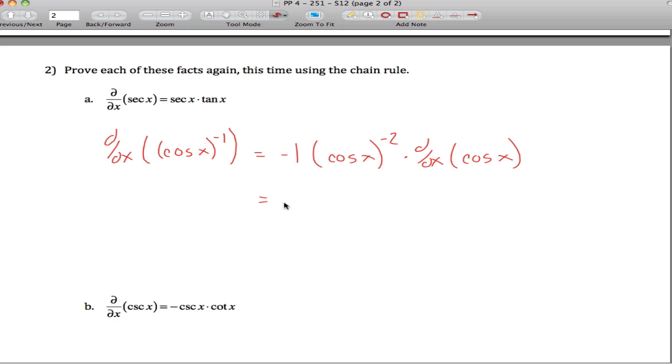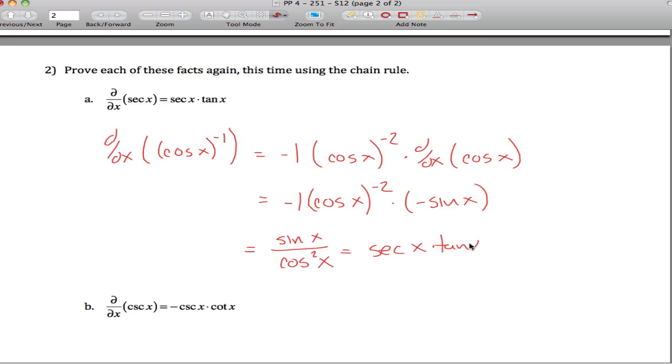So what I get is negative 1 cosine of x to the negative 2. See, the derivative of cosine is negative sine. And then this is a negative and a negative makes a positive. Something to the negative 2 power is the same as squaring it on the bottom of the fraction. And as we saw earlier, this here is equal to secant times tangent.